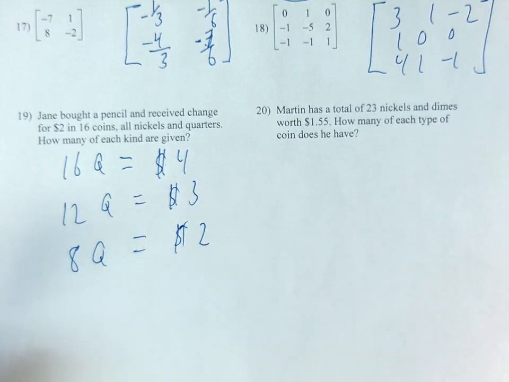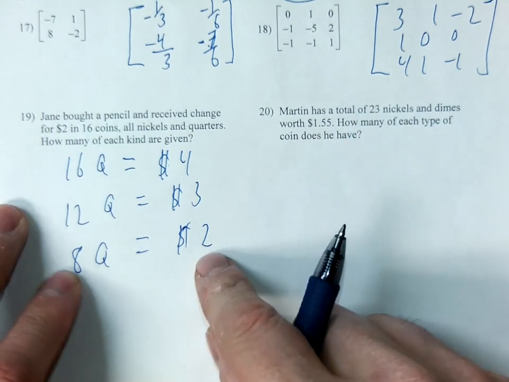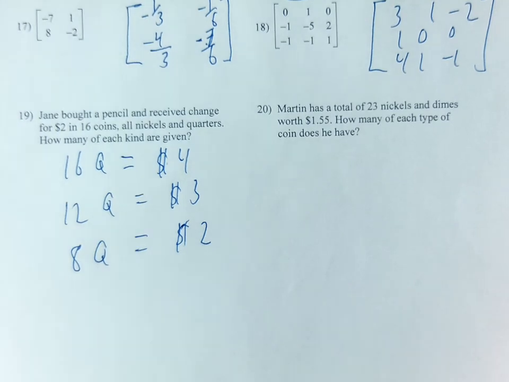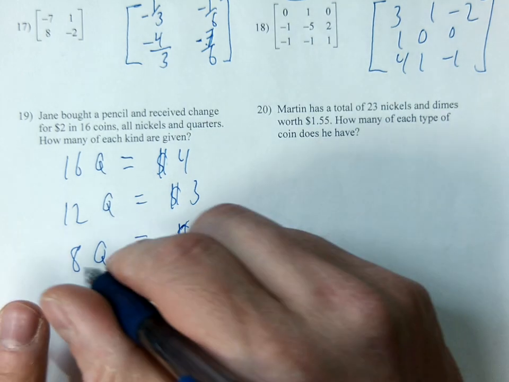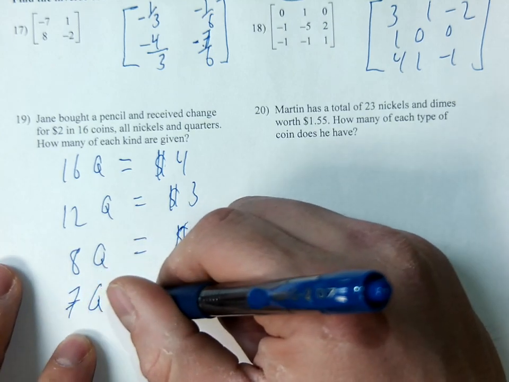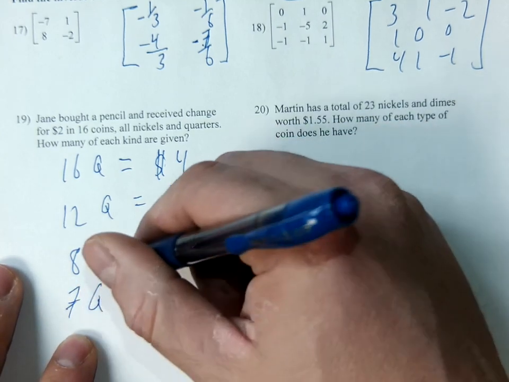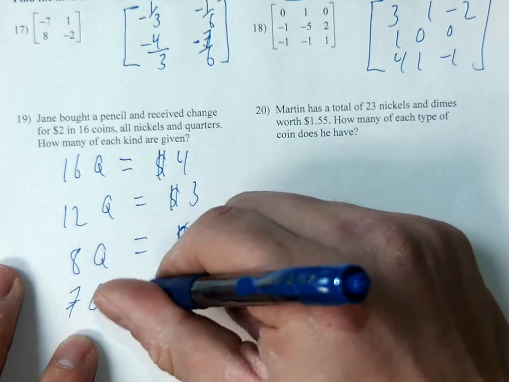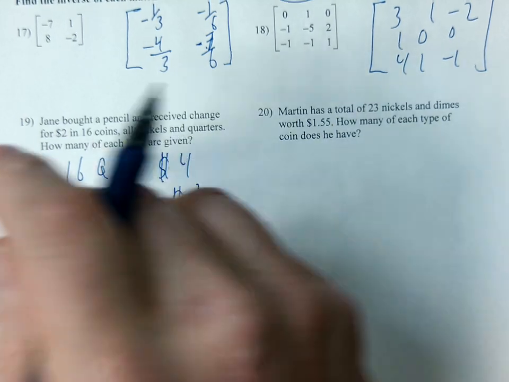You see what I'm doing here? But it can't be all quarters. There's got to be some nickels involved. So the question is, how many nickels? So we're at 8 quarters now. We're going to decrease the amount of quarters and then add to the amount of nickels. So if it was 7 quarters, that would make it 9 nickels. 7 quarters and 9 nickels.